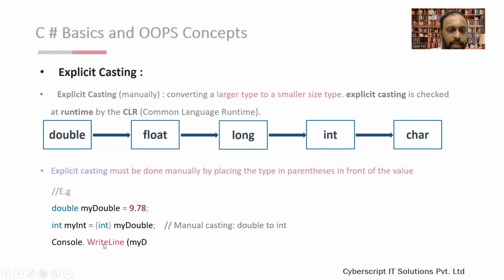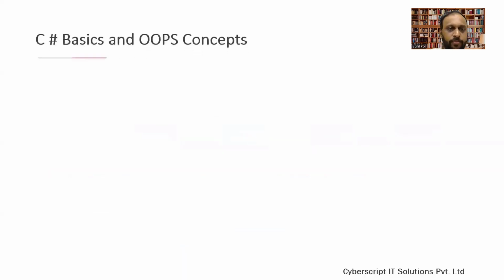So now I am printing that information on the command prompt. So the output would be 9.78 for the myDouble variable. But here we are converting myDouble to an integer variable, and as we know, an integer variable does not support decimal values, so it will take only the integer part of it. So Console.WriteLine of myInt will print only the 9 value and it will remove 0.78.